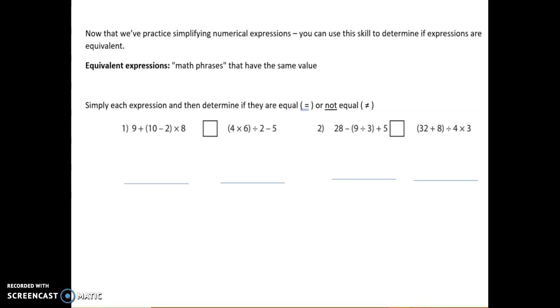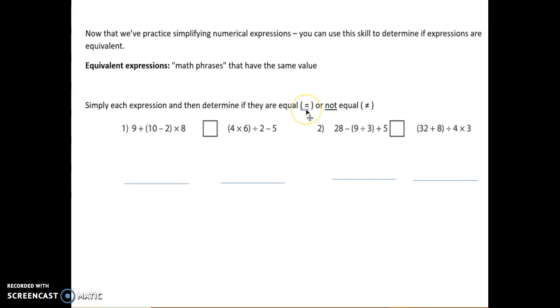So now that we've practiced a little bit more, we can use this skill to determine if expressions are equivalent. Equivalent in math is just a fancy term for equal. So equivalent expressions are math phrases that have the same or equal value. If you're given two expressions and you're asked to determine if they're equal or not, you would just need to simplify each side, get it down to a one-term answer, and then determine if you've got two answers that are equal or not equal.